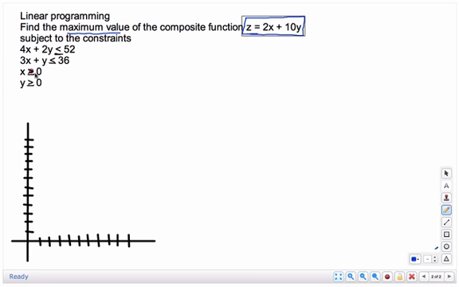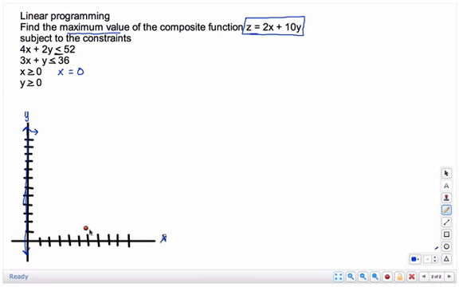Let's start with x is greater than or equal to 0. So you graph the line x equals 0. That's x is always 0, y could be anything, so that actually is your y-axis. So that's this line right here, and your solutions are to the right of that line. I'm just going to label this x and this y.